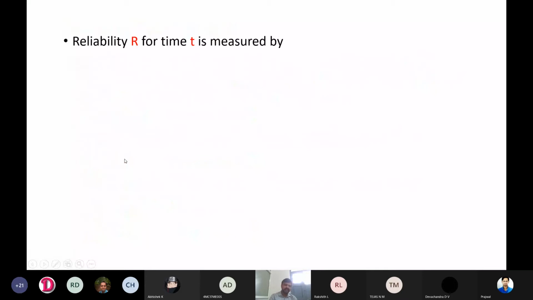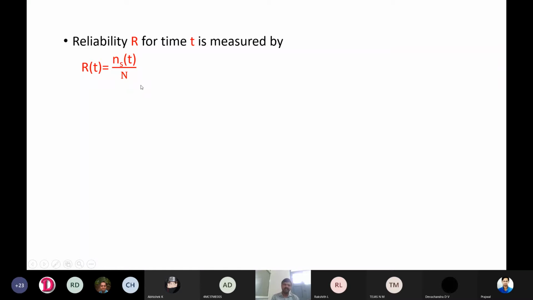Next, reliability for time t is measured by using this equation. The reliability of the product after time t will be equal to the number of survivors after time t divided by the total number of products. We define reliability as the probability of survival after its useful life. Here we are considering a particular time that is denoted by t. Reliability of a product at time t will be equal to the number of survivors over the total number of products.